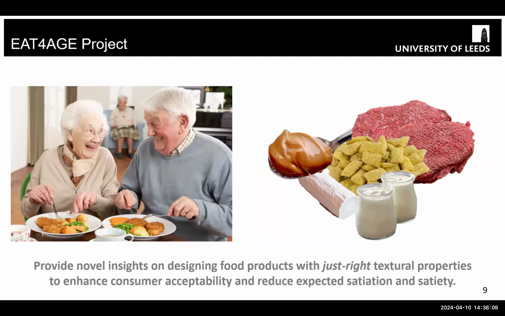The aim of the project is to provide novel insights on designing food products with just the right textural properties to enhance consumer acceptability. We are focusing now on three different food categories. We have a dairy category, where we are working with a soft cheese and a yogurt. We are also working with a product called dulce de leche, which is something similar to salted caramel. We're also focusing on a meat product, and a cereal product that is similar to, I think it's called Crave from Kellogg's.